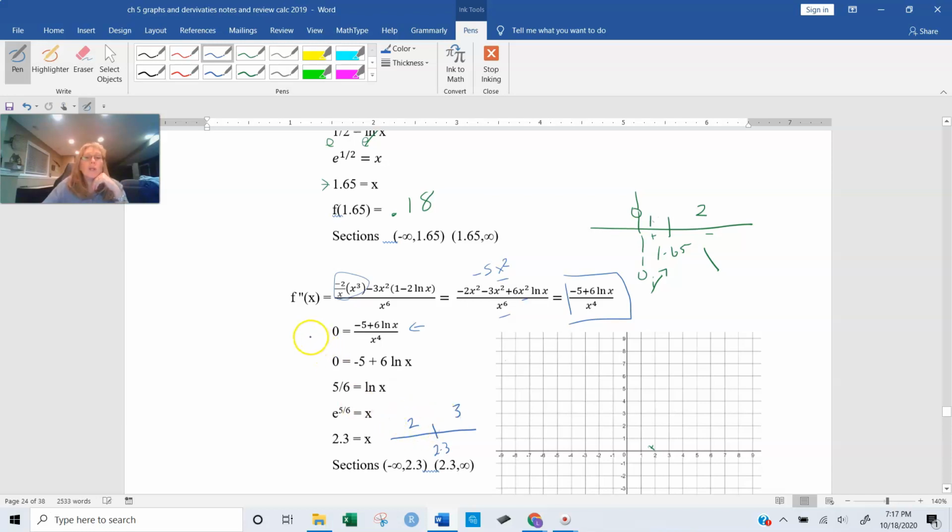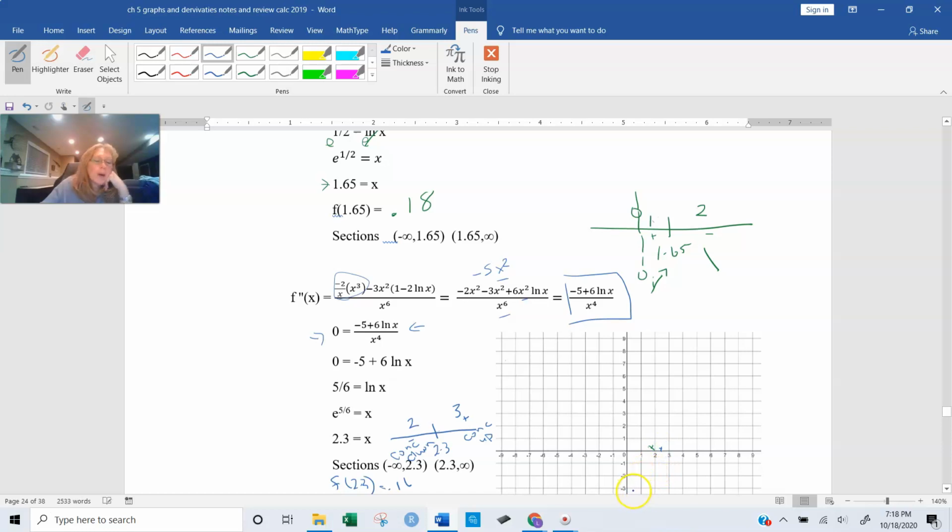Okay, when we plug 2 into here, you're going to get a negative number. So this guy is concave down. When you plug 3 in, you get a positive number. So he's concave up. All right, and then when you plug 2.3 into your original, so f of 2.3, we plug that dude in, and the answer is 0.16. Not far off. So 2.3 is right here, 0.16.